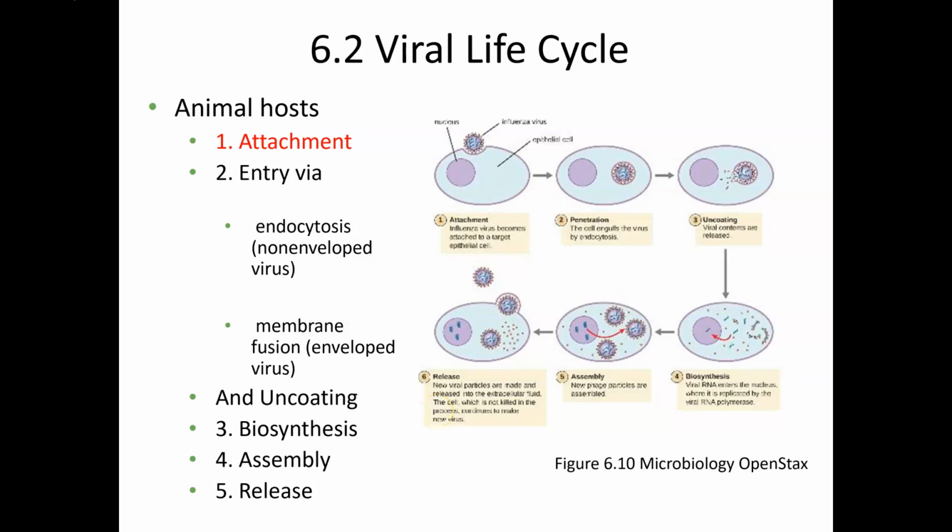We're going to talk about the viral cycle in animal hosts. So there are basically 5 steps to animal virus infections. The first is attachment, which we'll talk about first, which is why it's in red. Then we have entry via either endocytosis or membrane fusion, and uncoating is part of that second step. So you're uncoating that DNA or the RNA. Biosynthesis, which is the most complex step and most variable depending on the type of nucleic acid. And then we have assembly and release.